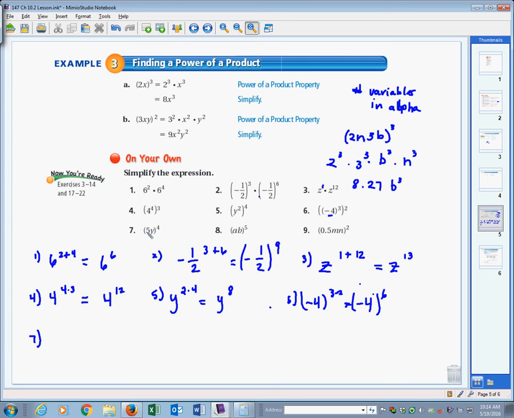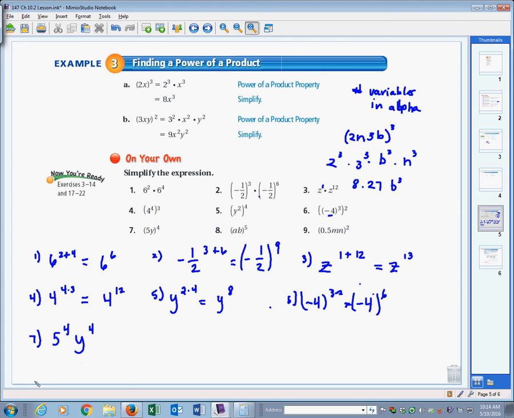Remember, how many factors do I have inside here? I have 5 and y. So this 4 has to attach to both of them, right? So 5 needs this. It's going to be 5 to the what? 5 to the power of 4. And then y to the power of 4.